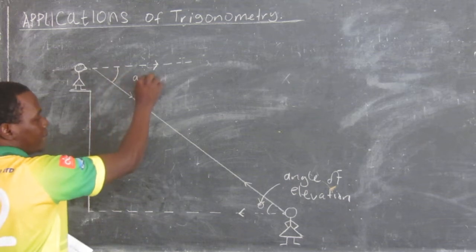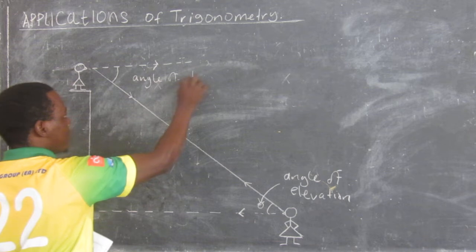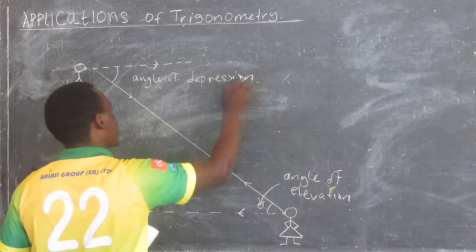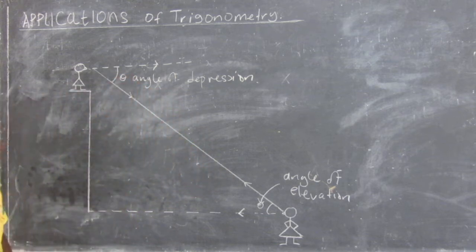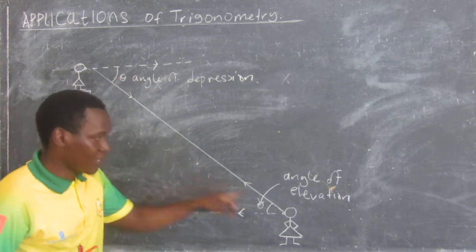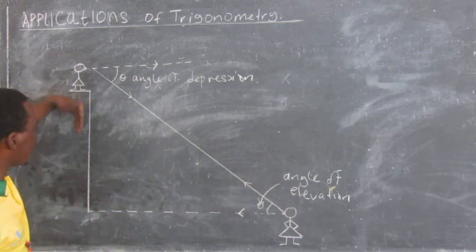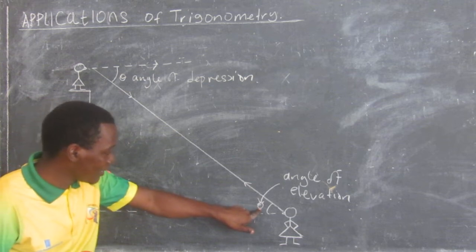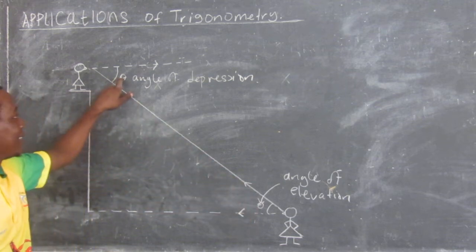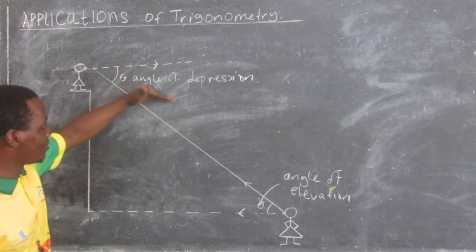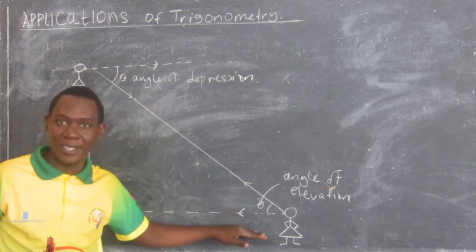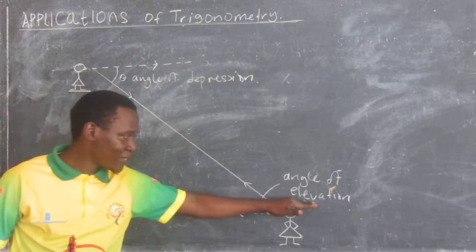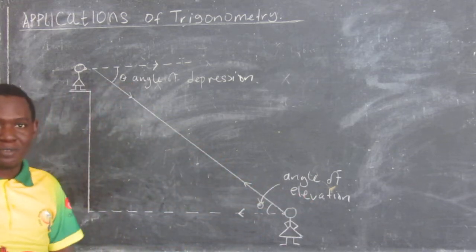Angle of depression, theta. Now, when you are down and look up, it's elevation. When you are up and you look down, it's depression. But you are seeing this angle theta and angle theta, meaning the fact here is that the angle of depression must be equal to the angle of elevation. It is a fact. You need to know it.